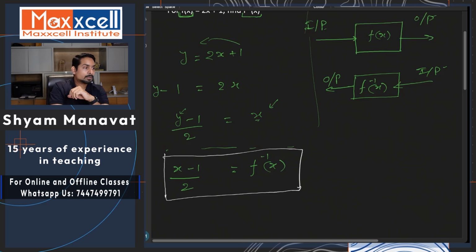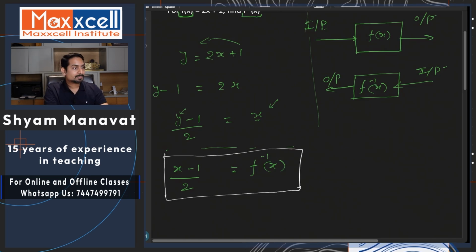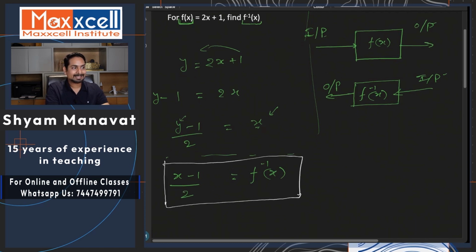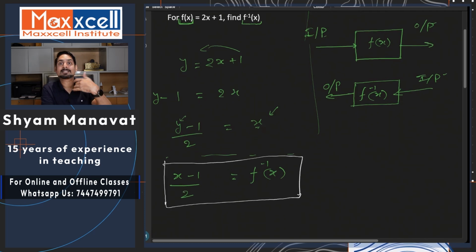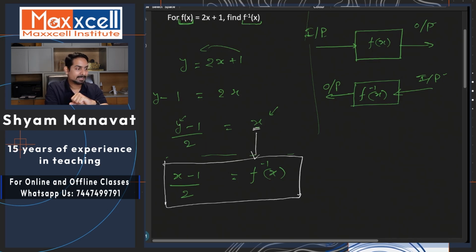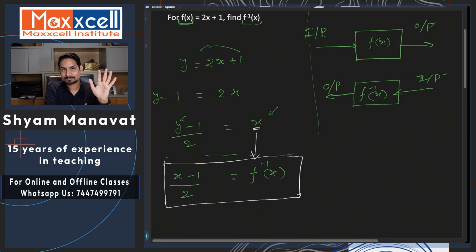So step number 1: instead of f of x you consider y and you have the expression. Then you find the value of x in terms of y, replace x with the inverse function, and replace y with x, and you have the answer.